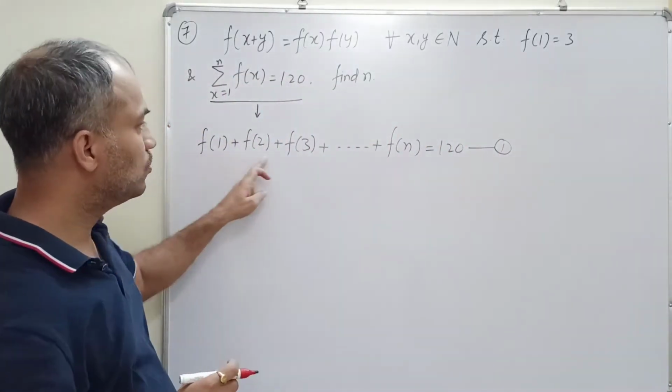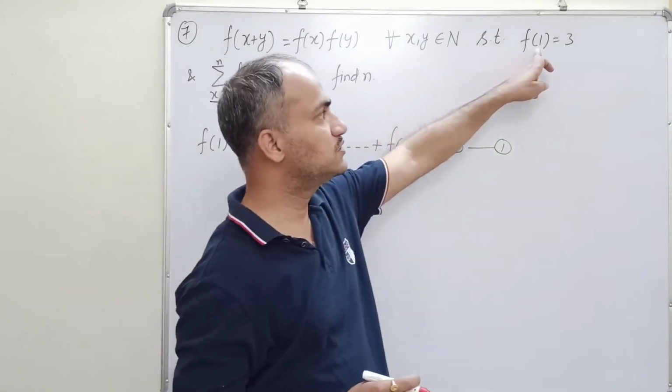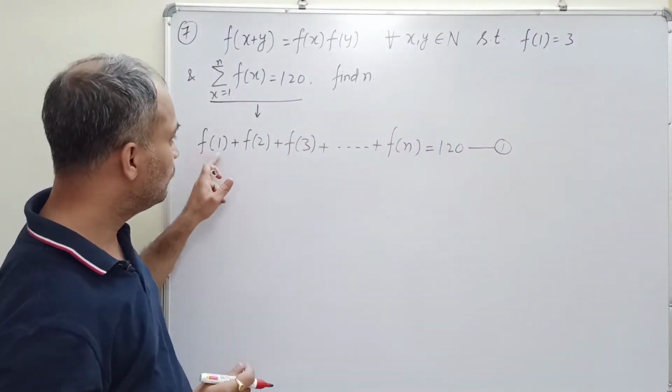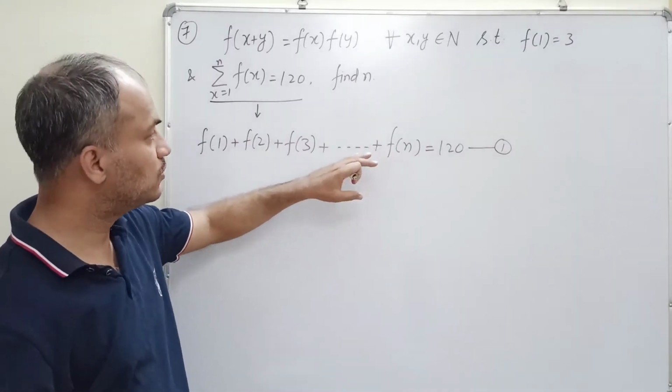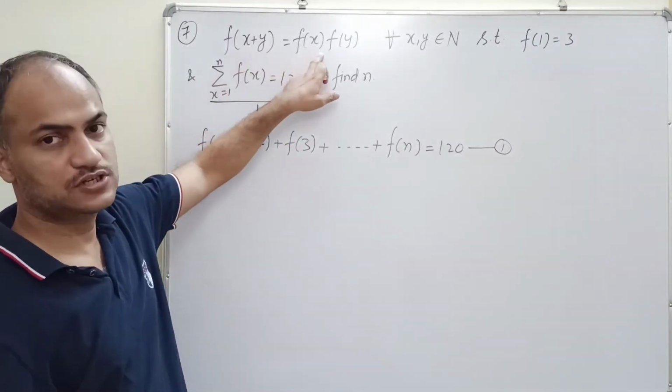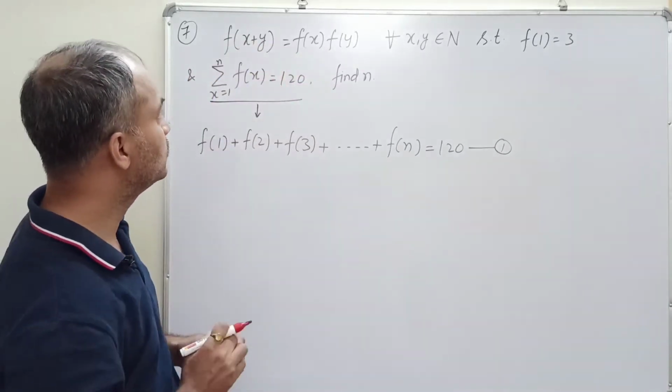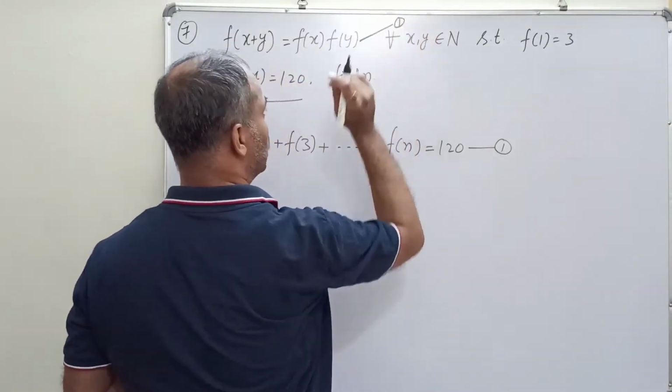But we do not know these values. Only one value is given to us, that is f(1) is 3. Now what can we say about other values? For other values we have this relation. We will find other values with the help of this relation. Let us make it equation number 2.